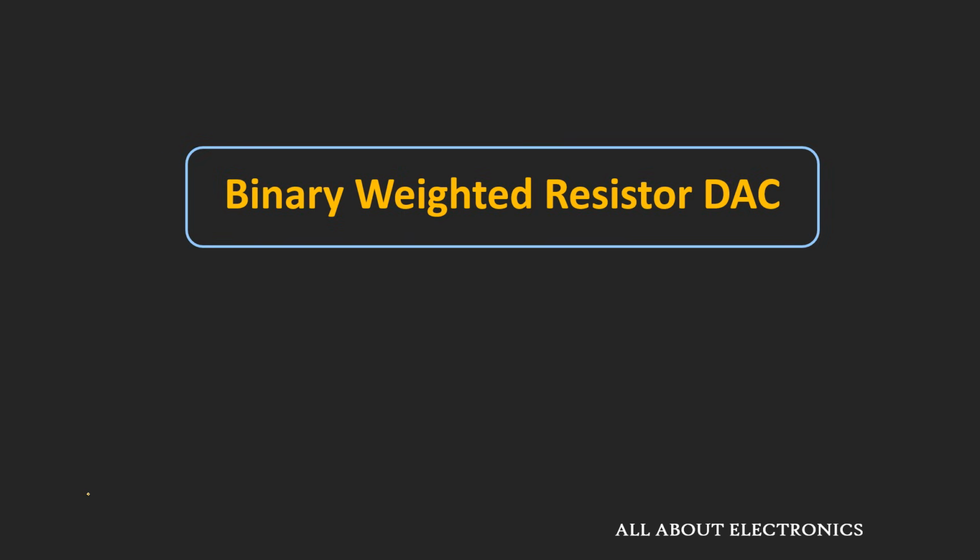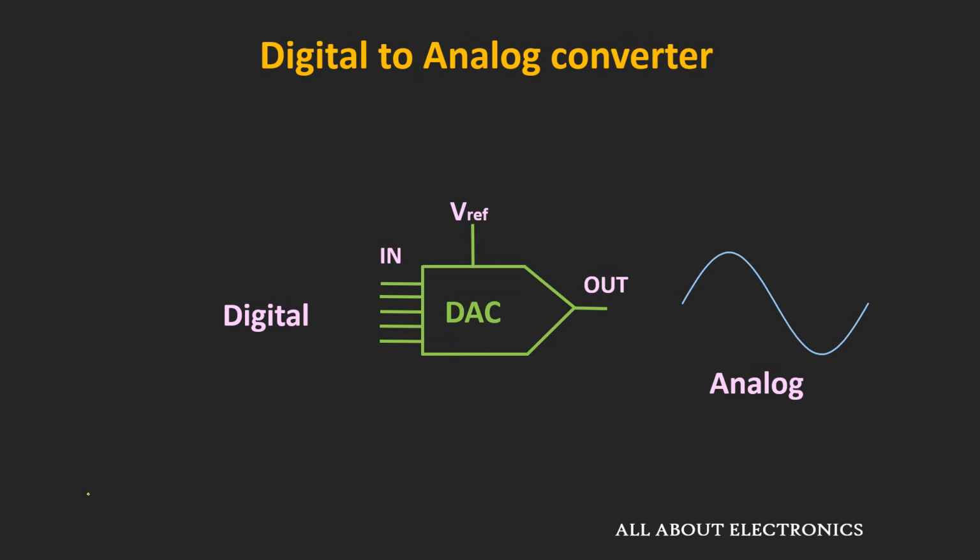But before we do that, let us briefly discuss the DAC, as in the previous video we have mostly discussed the ADC. So this DAC converts the digital input into the analog output. So here the digital bits are applied as an input, and at the output, according to the applied digital bits, we will get the analog output.